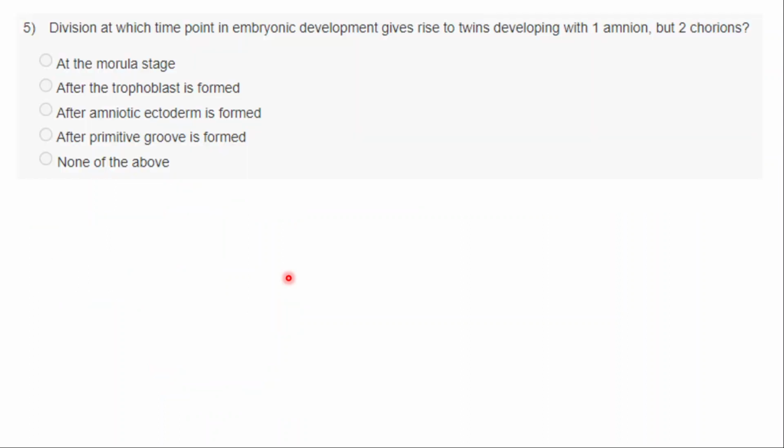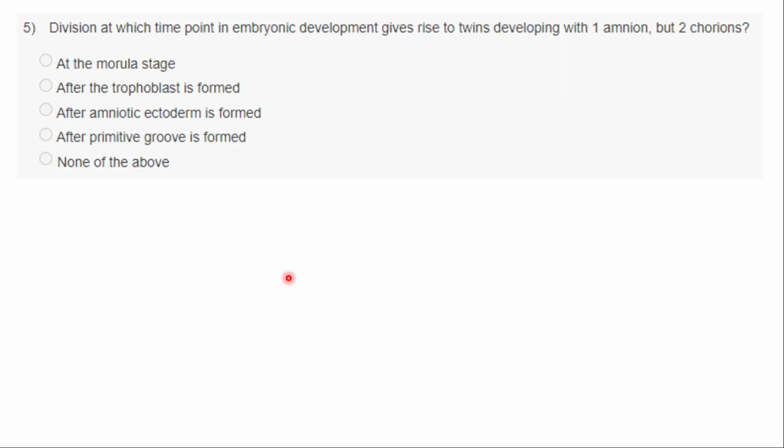Question number 5. Division at which time point in embryonic development gives rise to twins developing with one amnion but two chorions? I'll repeat the question again. Division at which time point in embryonic development gives rise to twins developing with one amnion but two chorions? We have one amnion and two chorions.